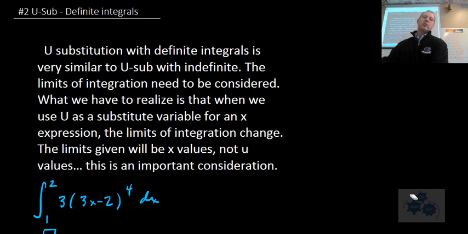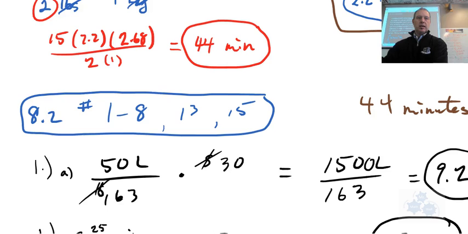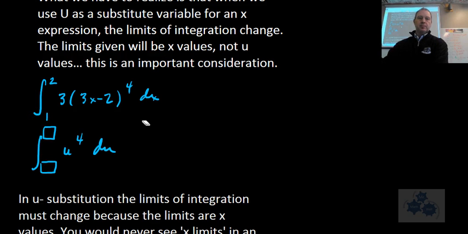Now I'm not going to go into how we integrate this with u-substitution, because that should be something that we are aware of. And my computer just froze. Give me 1 second. Okay, so we've learned how to do that already, and so I'm going to skip that part. But watch what happens here.